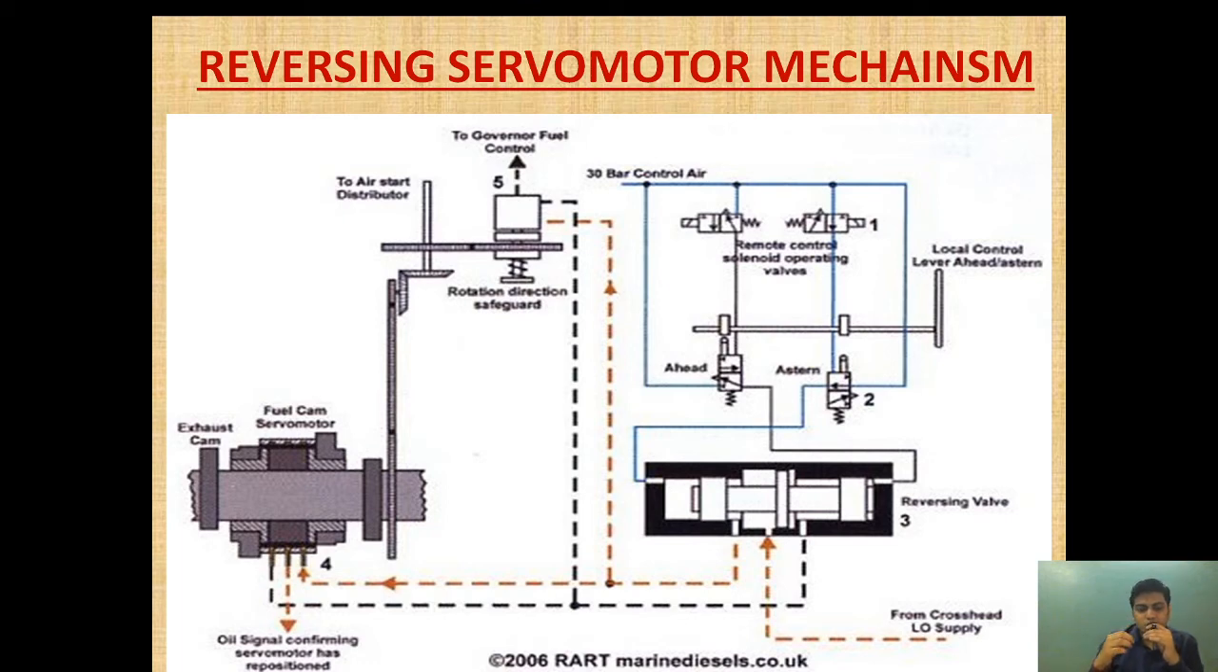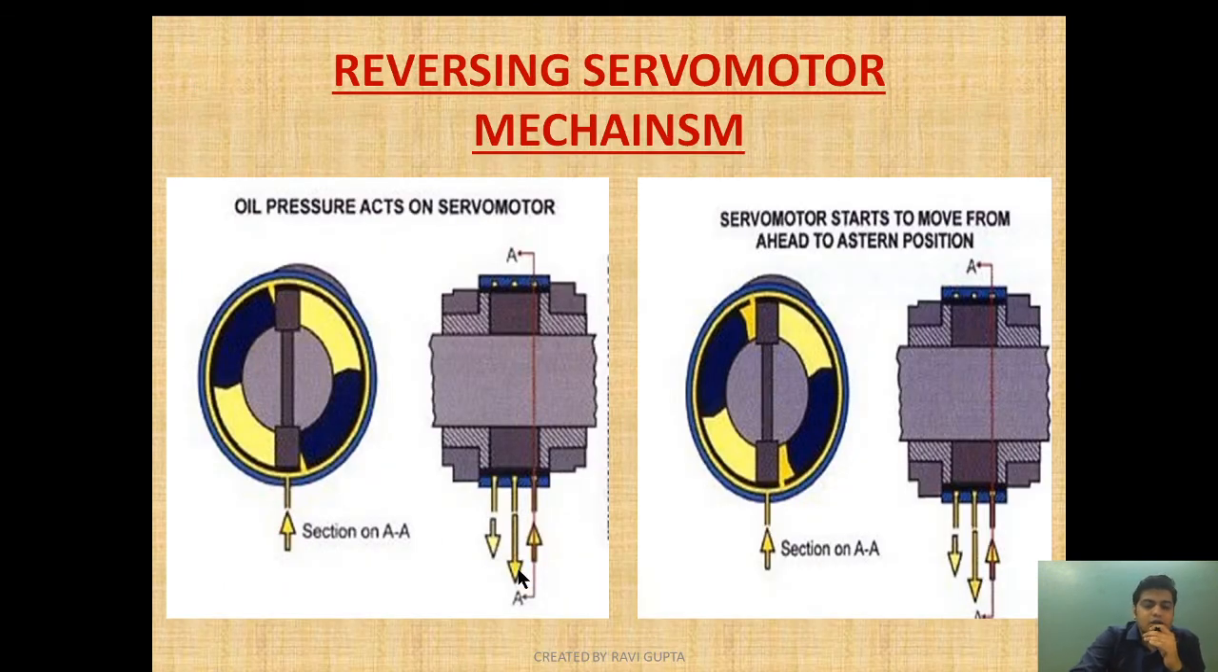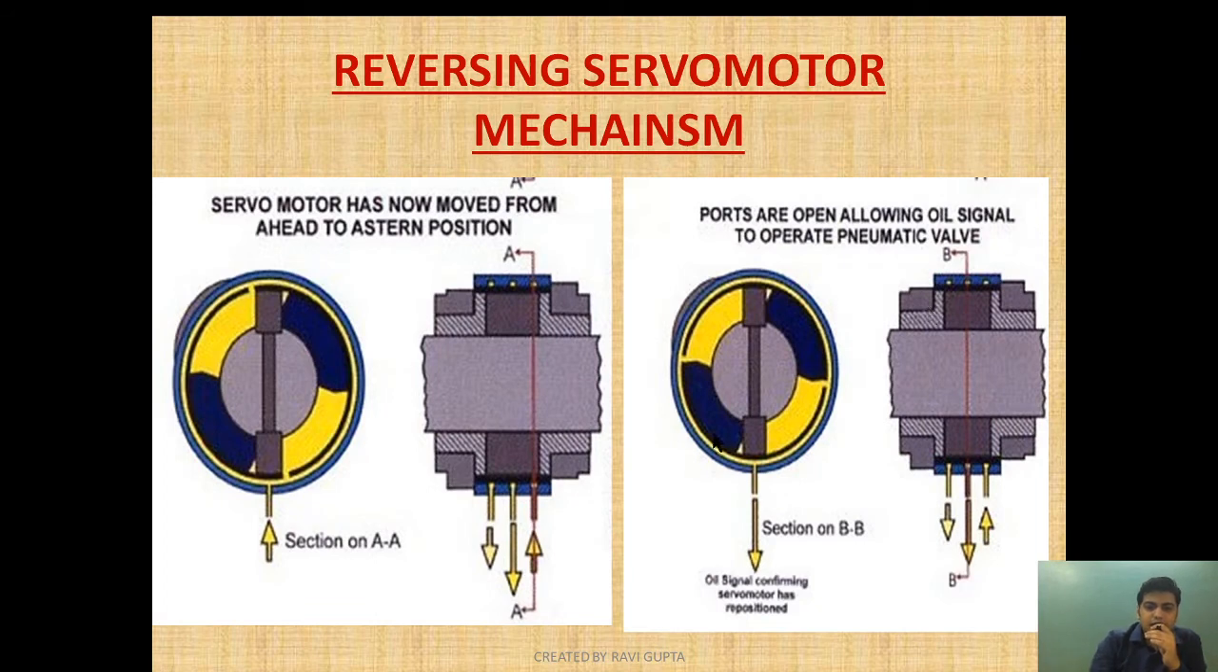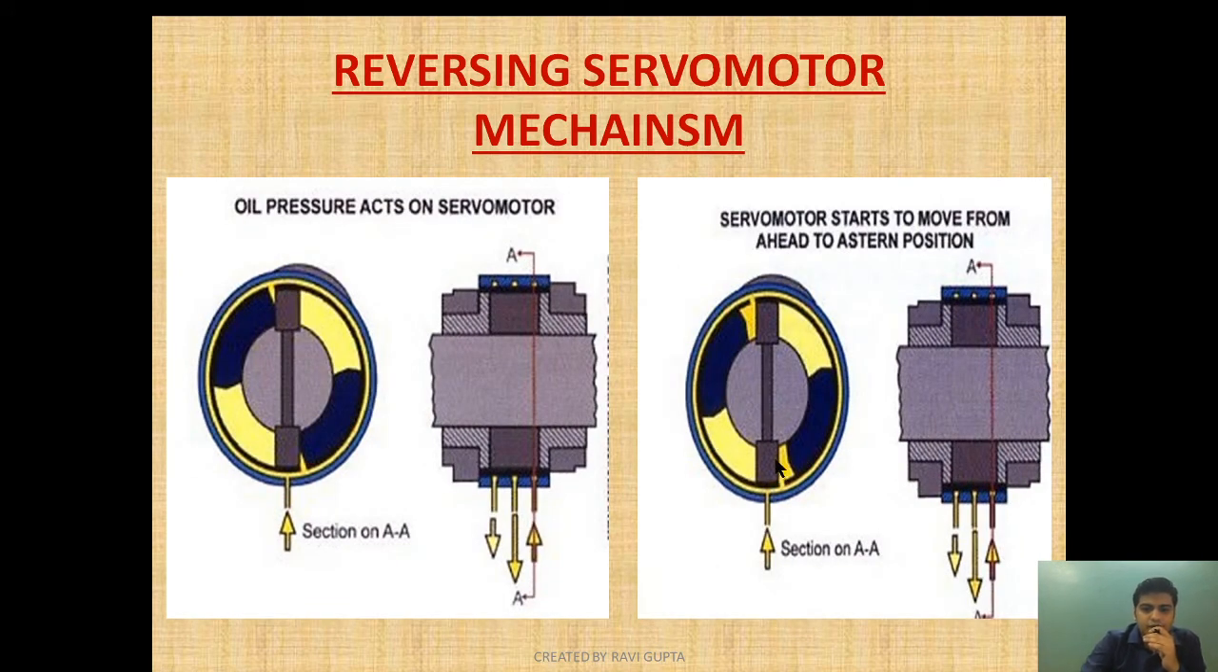Now how it is going to do it, let's see in the next slide. Now as you can see, the oil is coming from the actuating piston here and entering here. As the oil is entering here, the sleeve is starting to rotate. The sleeve is starting to rotate, and as the sleeve rotates, the fuel pump cam will rotate. And now as you can see in this diagram, the oil is filling up this space.